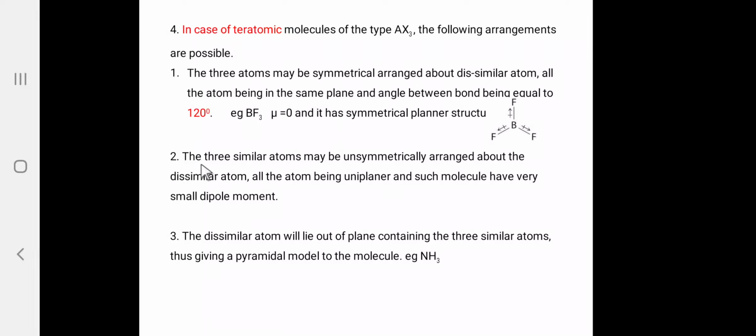Then the second case: the three similar atoms may be unsymmetrically arranged about the dissimilar atom, all the atoms being uniplanar, and such a molecule has a very small dipole moment. It is not equal to 0, but it has a very small dipole moment. This is case number 2. Then case number 3: the dissimilar atom will lie out of the plane containing the three similar atoms, thus giving a pyramidal model to the molecule, and the best example is ammonia.